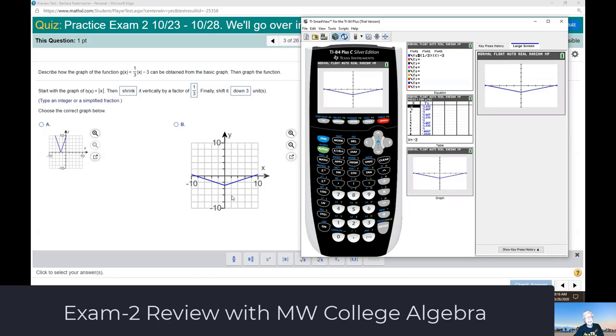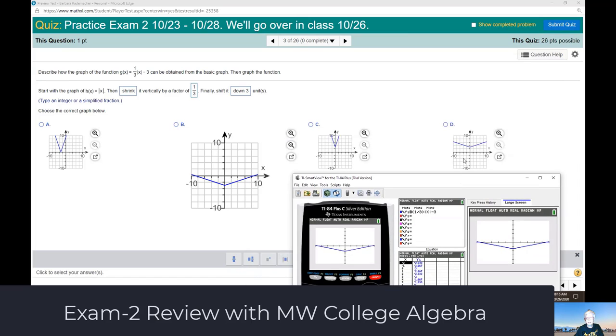So graphing it is the easiest way to figure out which of the graphs is the correct one. But you have to have the right scale, you have to have the right endpoints in order to make it look like this picture, like one of these pictures. So you have to be a little careful there.